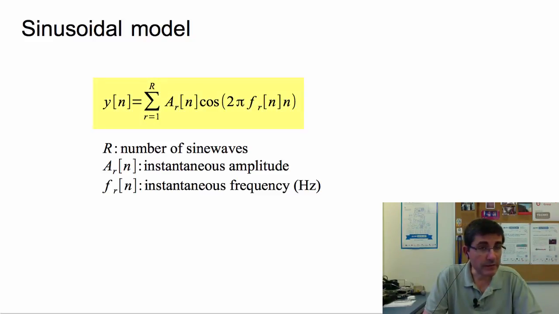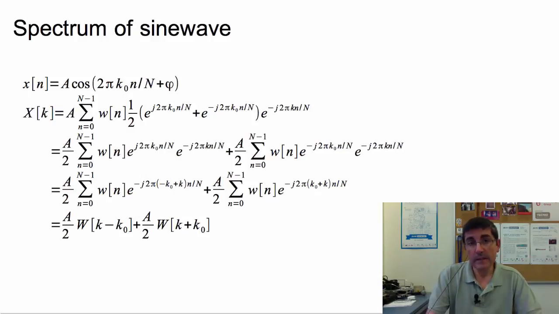So this equation, we have seen it before, but here we are emphasizing two aspects. One is the idea of summing a finite number of sinusoids, capital R. So we have capital R sinusoids, and each of these sinusoids is time varying. It has an instantaneous amplitude and a frequency value that changes in time, as a function of the time index n. But we're interested in modeling the sinusoids in the frequency domain, in the spectrum.